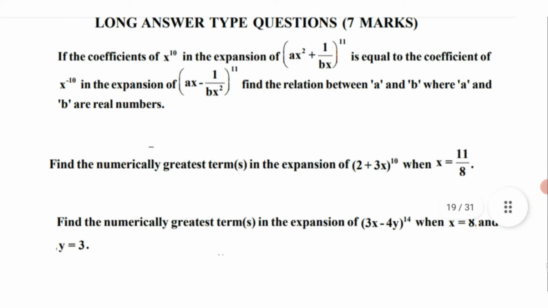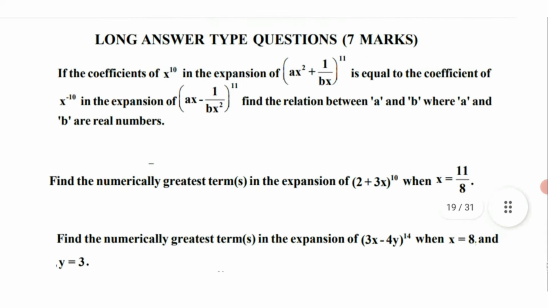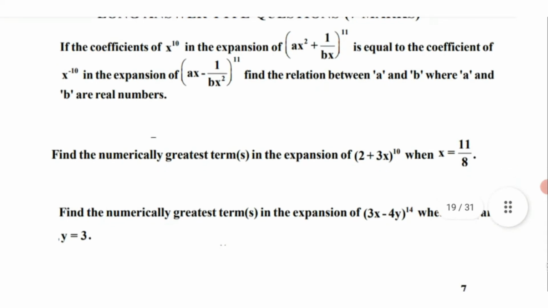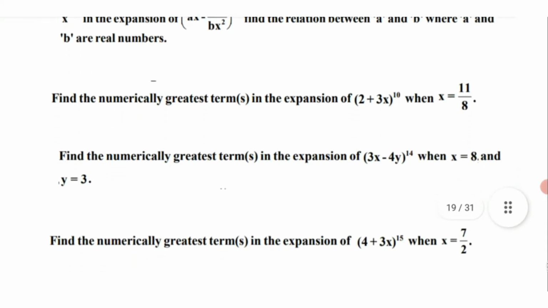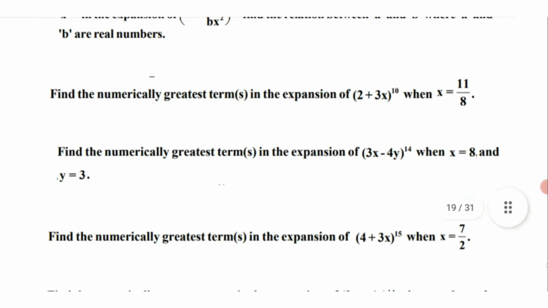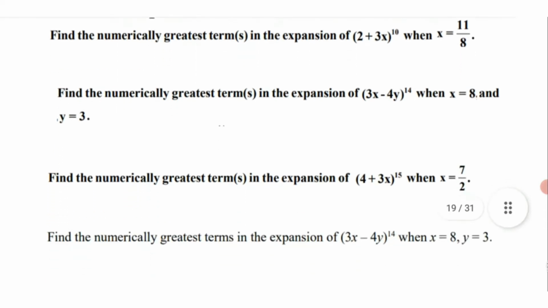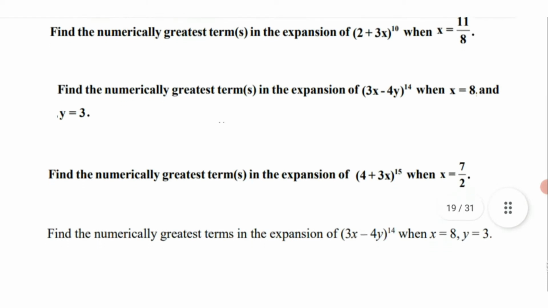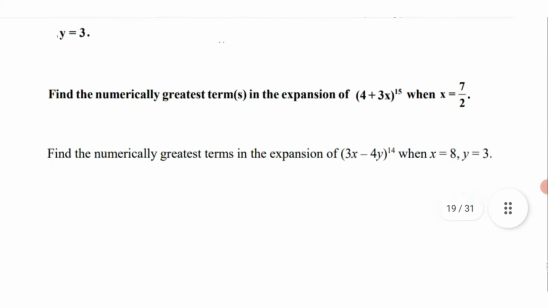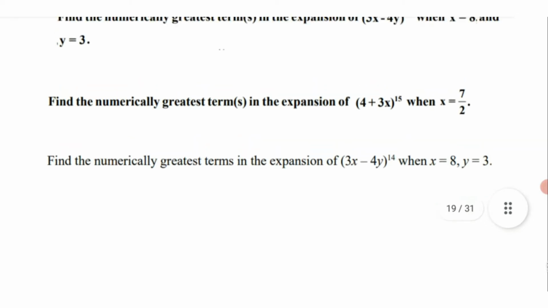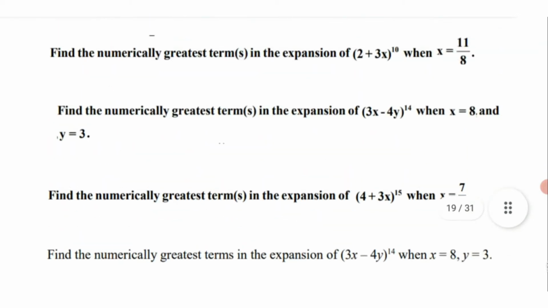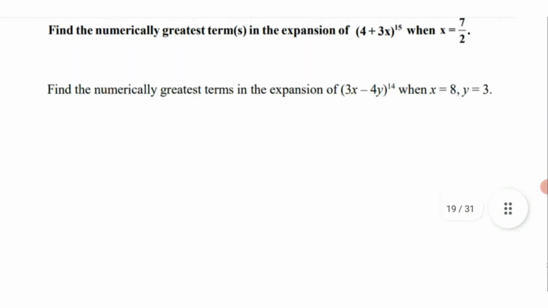First is the coefficient of x power 10 in the expansion is equal to the coefficient of x power minus 10. Find the relation between a and b. Find the numerical greatest term. This question is very important. Greatest term, numerical question. Many times in the exam this type of question was asked by the examiner in binomial theorem. The last one is a very important question. So this is about binomial LAQs.